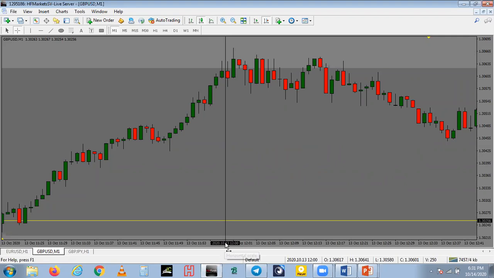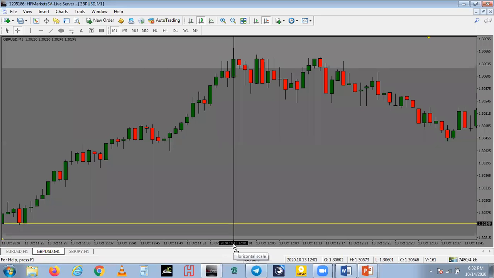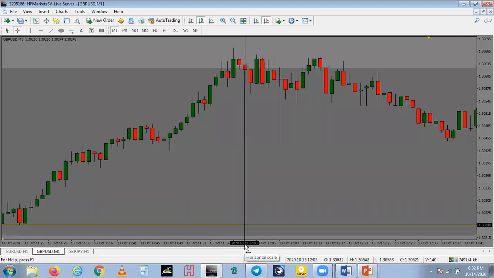11:59, 12. The next candle, 12:01. Can you see that? That's this green candle. Look up and look down. Look at the next one, 12:02. Can you see that's 1 minute? Another one, 12:03. That's 1 minute. So you agree with me that this candle is a 1 minute candle.